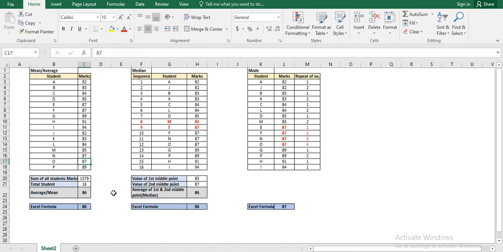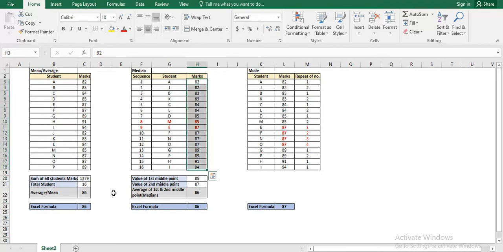Now we will talk about median. Median is nothing but it shows the position in a data set. This is just the middle point of any data set when we sort it in ascending or descending order. So I have used the same data set like I did here, then I sorted it. If you see, the values are sorted 82, 82, 83. This is in increasing order.